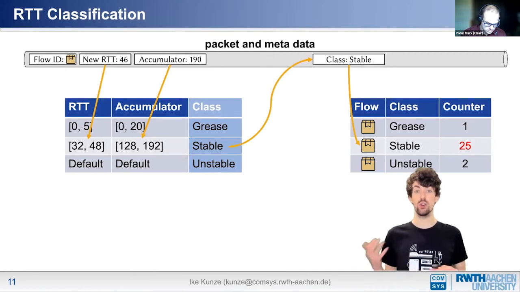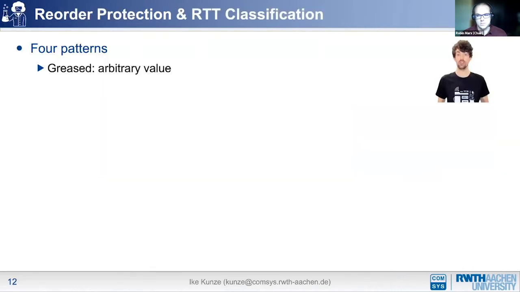Let me next show you the reordering protection and the RTT classification in action. For this evaluation, we repeat the previous measurement setting, that is a download of 2 megabytes, for a fixed RTT of 40 milliseconds. We then induce 4 unique traffic patterns to test the reorder protection. In the first case, we set the spin bit to arbitrary values.